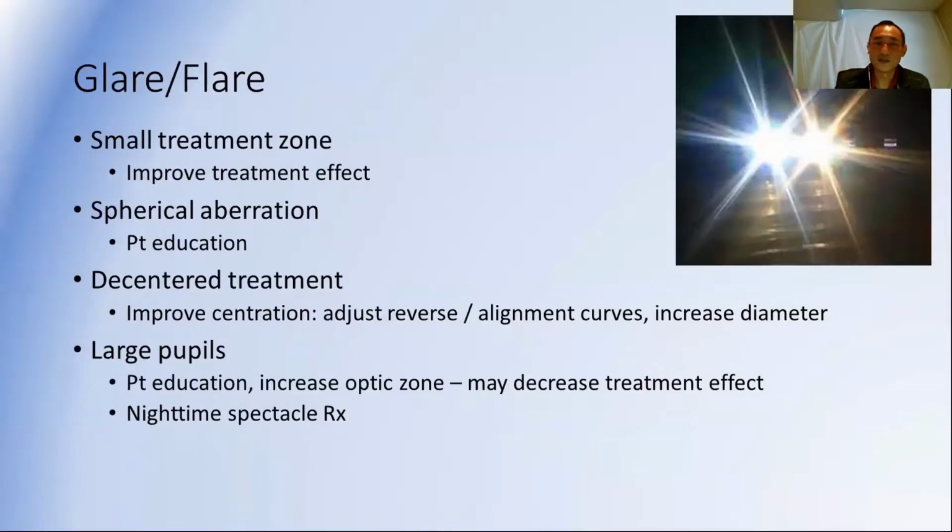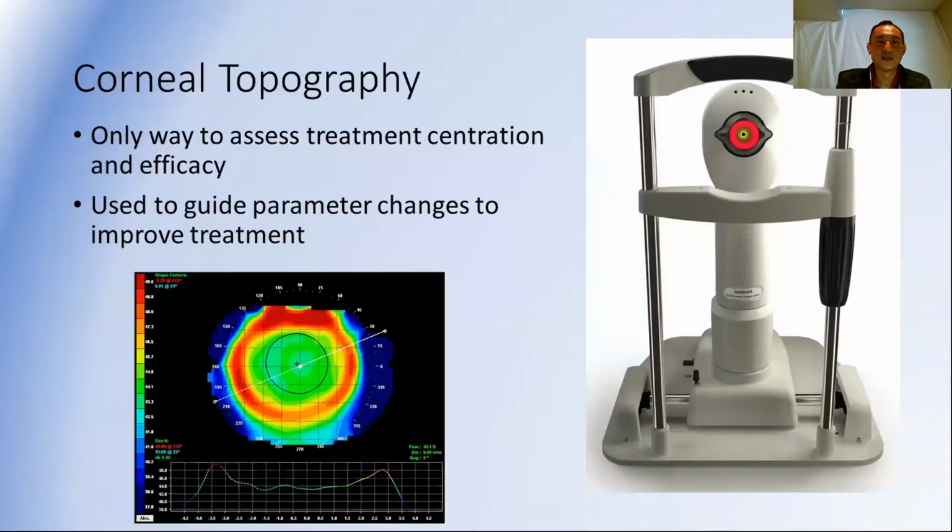Glare and flare. You're going to get some glare and flare, but if you have excessive decentration of the lens, then you'll have to try to improve that by increasing centration of the lens. Do corneal topography. You should get a nice central treatment like this, and a fairly decent treatment zone like this as well.